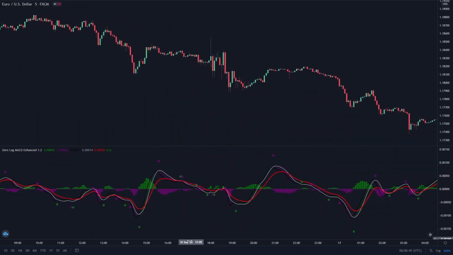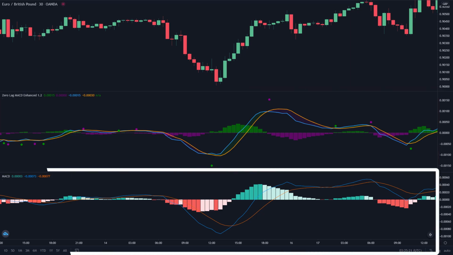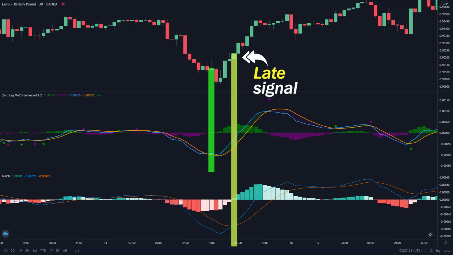Well, let me explain. If you compare the zero lag MACD with a normal MACD, notice that the zero lag MACD gave an early entry signal, amazingly right at the start of the trend, compared to the normal MACD which gave a signal several candles after.